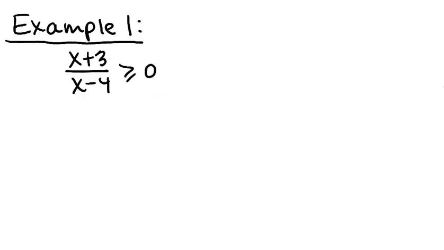Okay, for our first example, we've got a fraction, and we're interested in where it's positive, or at least greater than or equal to 0. And so we've got x plus 3 over x minus 4 is greater than or equal to 0. And the first thing we're going to do is draw ourselves a number line. Now, if the numerator and or the denominator were not factored, we would need to factor those first. But since they are already as factored as they're going to get, we're good to go.